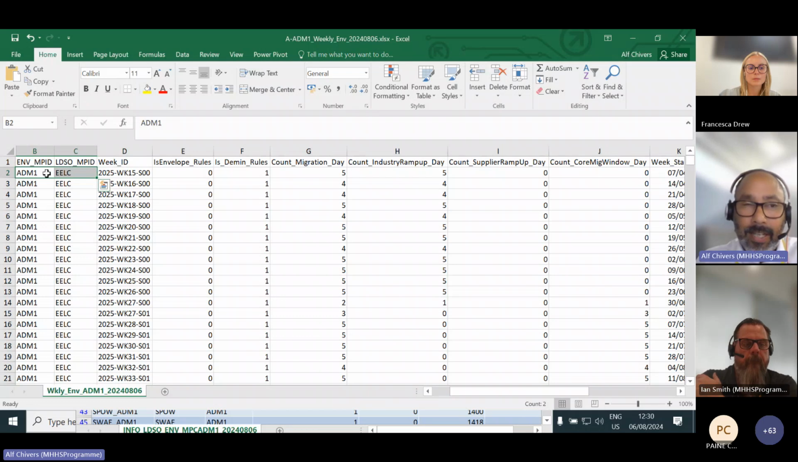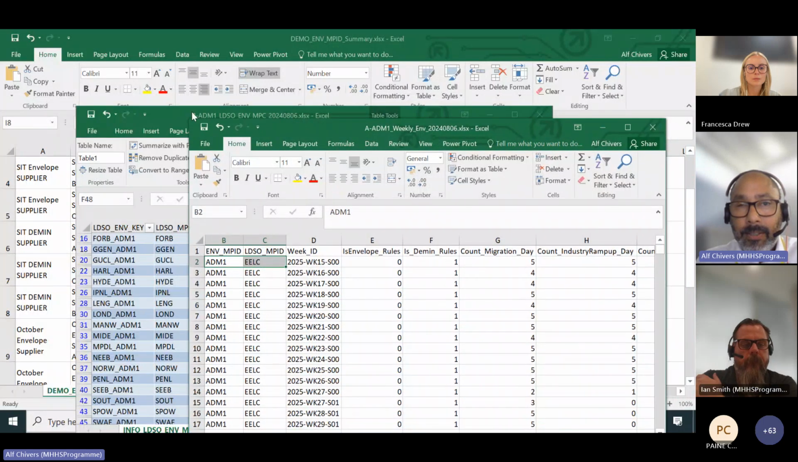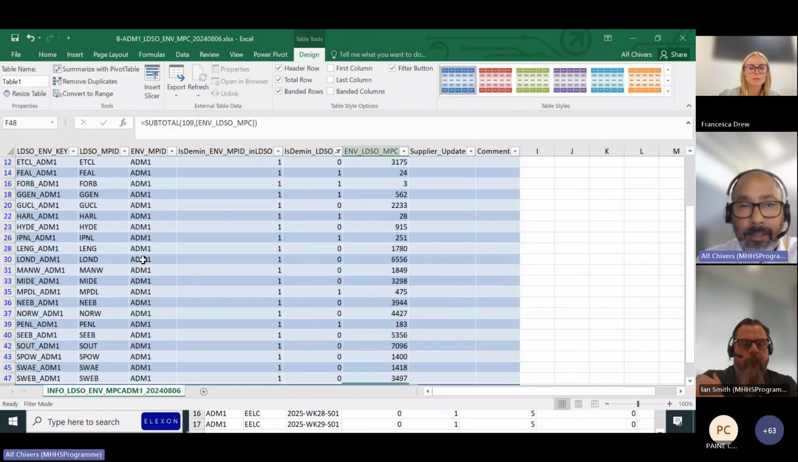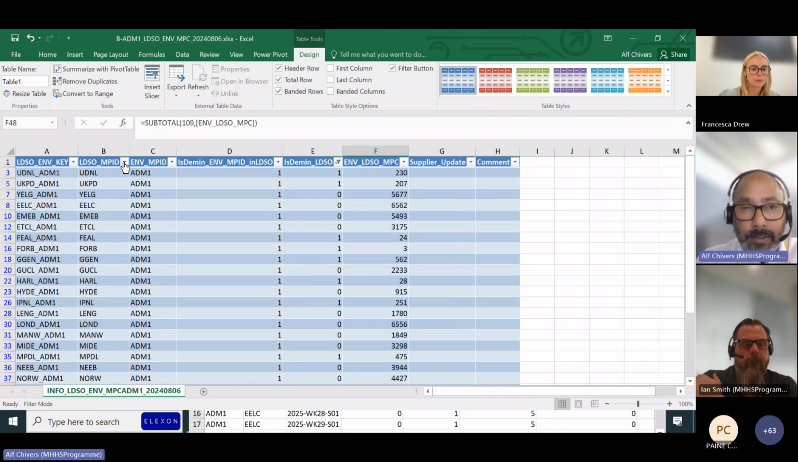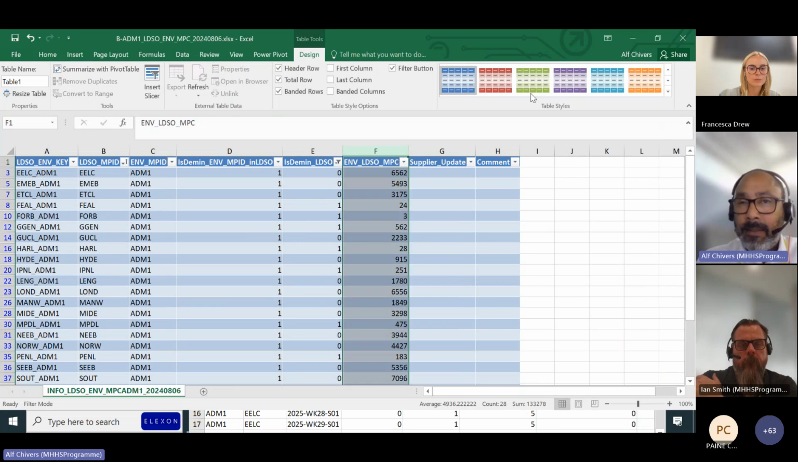Yes, so I need to understand what the portfolio size for ELC is from the previous sheet. Yeah, that's sheet B. So there's the portfolio size for ELC, and I can see that's 6,562, and 10% of that is going to be 656. So that's the maximum that this supplier can submit for that particular day.